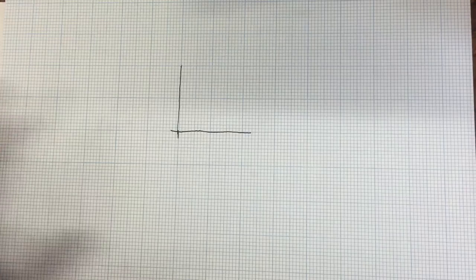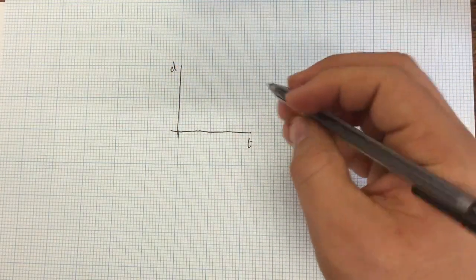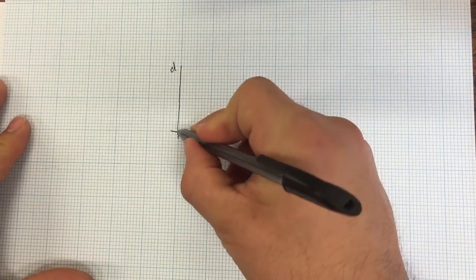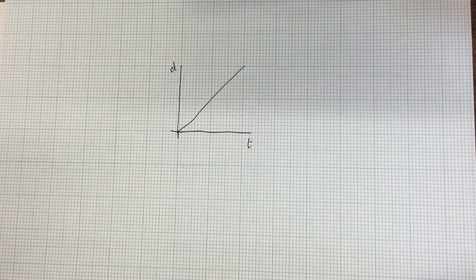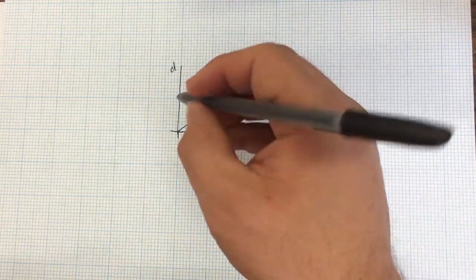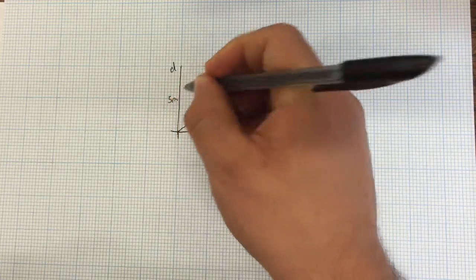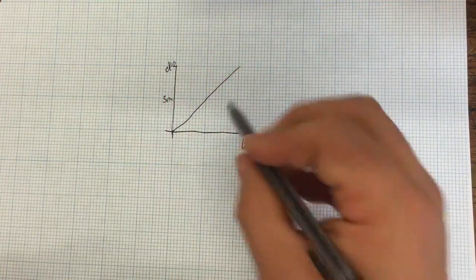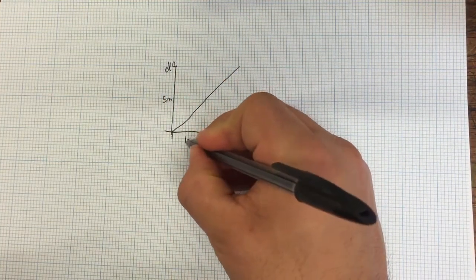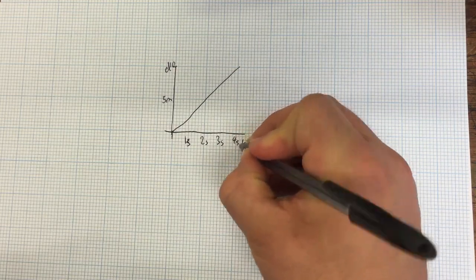Always use a ruler when you're doing graphs. So I'm going to do a distance time graph, and I am going to have an object that is travelling with a straight line like that. Now, if I put numbers on here, I'm going to make this distance 5 meters, and this point here 10 meters, and time, I'm going to have 1 second, 2 seconds, 3 seconds, 4 seconds.